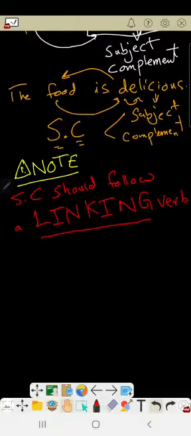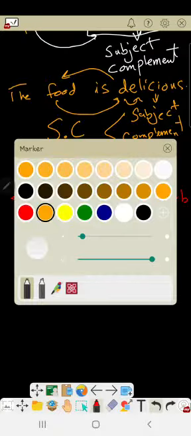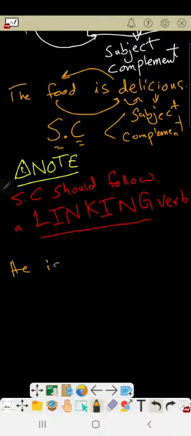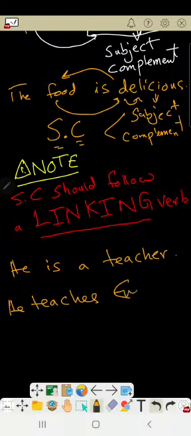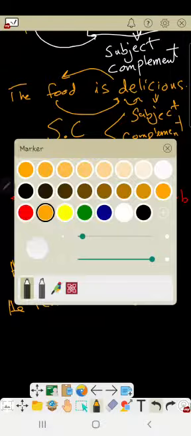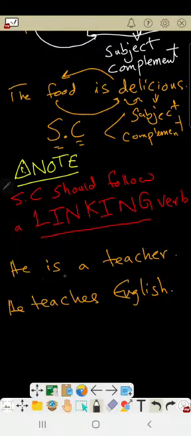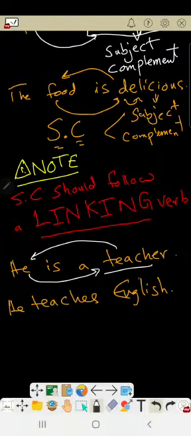Let's take these two examples and differentiate between both of them. I will say "he is a teacher." It's like the same example above. "He teaches English." Here, if I said "he is," the meaning is going to be incomplete. So I need a teacher to complete the meaning of the subject. He is a teacher. Teacher is he. So here we have the circle. So this is what? This is subject complement.